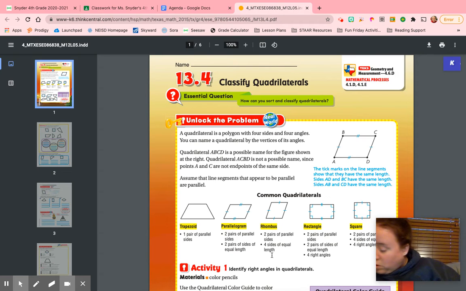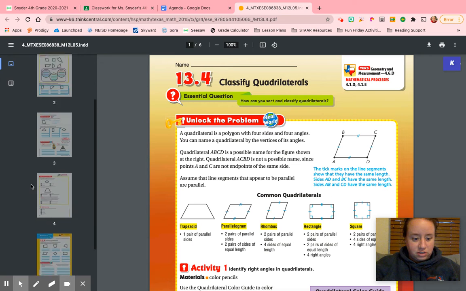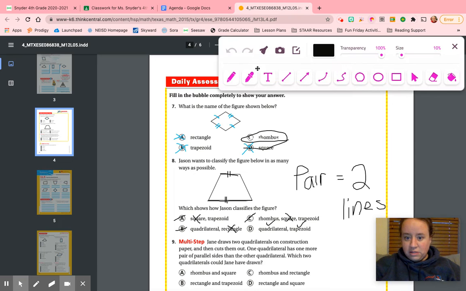Keep going back to this first page, because this is what you need to reference when you're answering these questions. Today we went over a couple on page 4. Let me clear all this out.